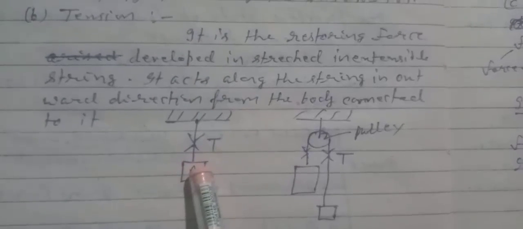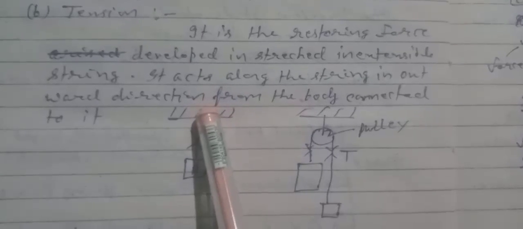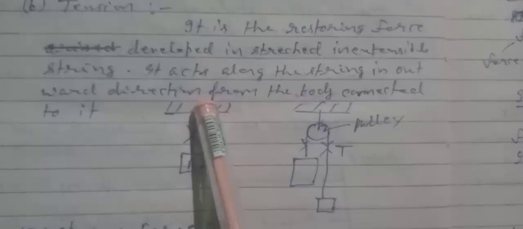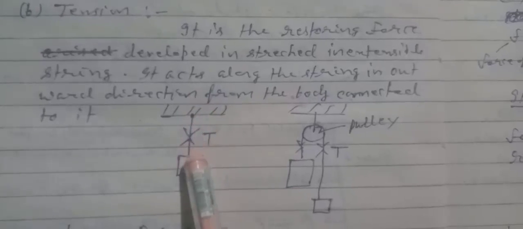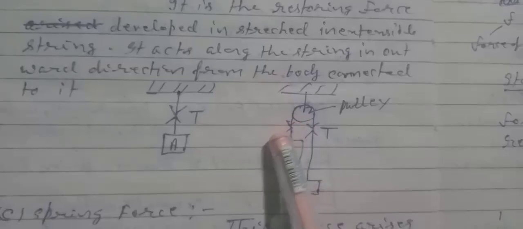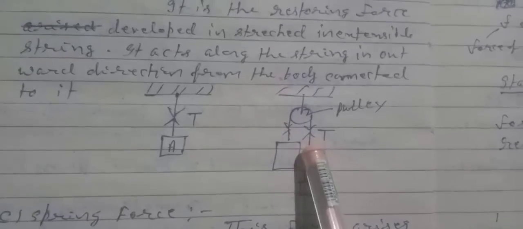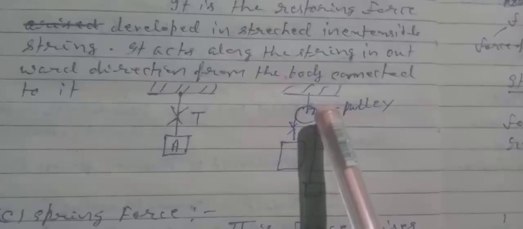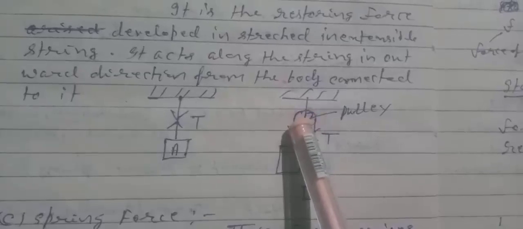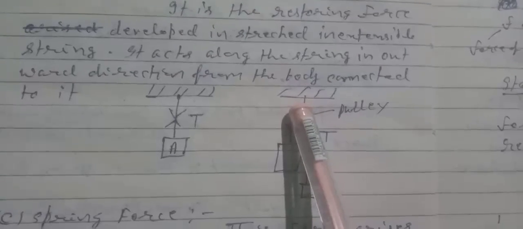For this body, the outward direction is in this direction. So for this body, tension is acting along this, and for the clamp here, the tension will be acting in this direction. Similarly, in this case, for this body, tension acts in this direction. For this body, tension acts in this direction. For the pulley, tension acts in this direction, and here tension acts in this direction.